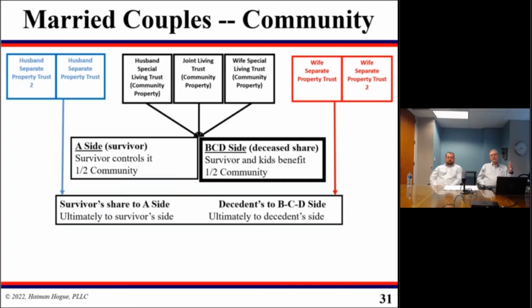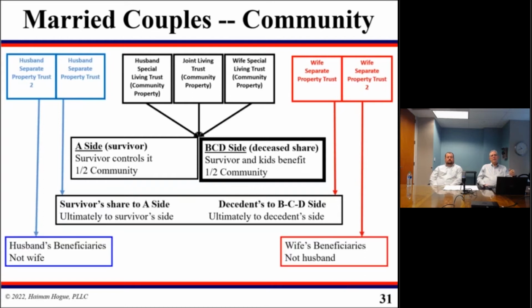Now, notice that we've divided the separate property into two parts. That's because when I ask clients, do you want your spouse to benefit from your separate property if you die first? Clients are very inconsistent. They tell us yes in some cases, no in others. Well, we found the easiest way to deal with this is to create separate trusts, one the spouse benefits from and one they don't. The parts they don't benefit from goes on to the other beneficiaries. Notice it's not the spouse.